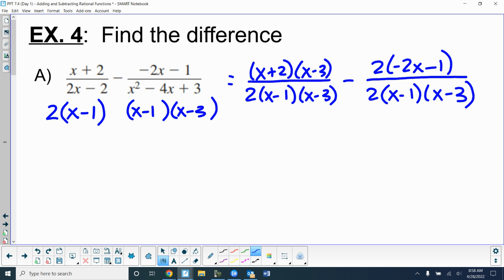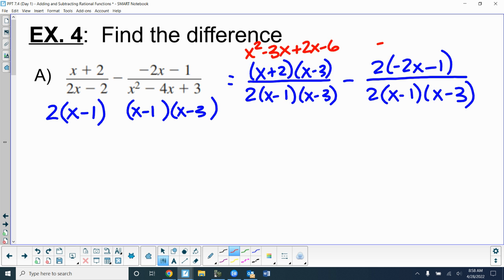What's it called? FOIL, right? So I'm going to FOIL them. X squared for first, outside negative 3x, inside positive 2x, last negative 6. How do I multiply these?